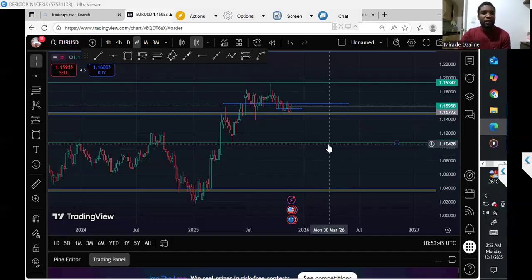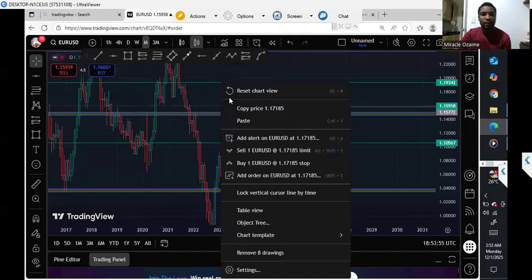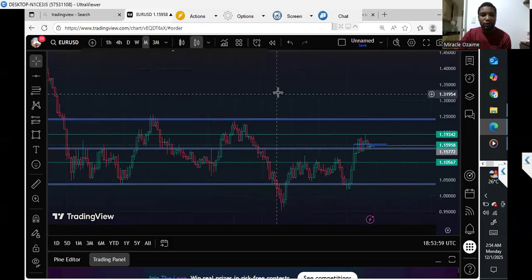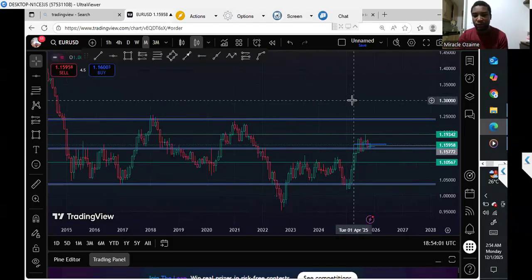I will be looking at Euro USD. My thought process in Euro USD: first, I will come to the monthly time frame. I just check what the monthly candles are doing. I'm going to draw my key level, which I've already drawn.